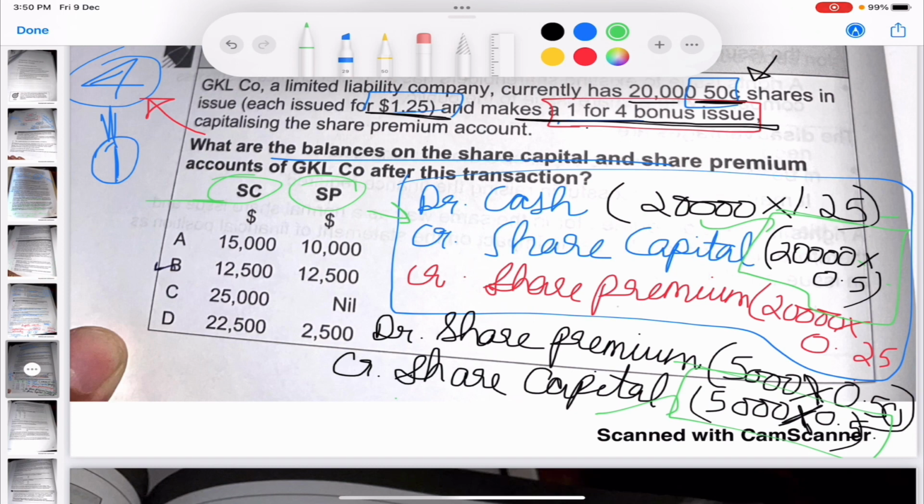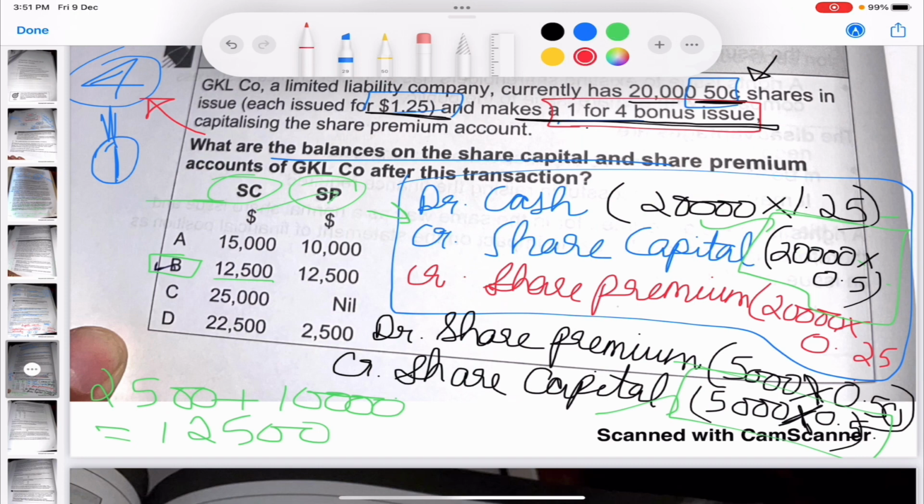So I hope you have a calculator. 20,000 multiplied by 0.50 plus 5,000 multiplied by 0.50. So when you add that, it is going to be basically 10,000 plus 2,500. That would be 12,500 is my share capital. 12,500. So this is my answer. Now we know that B is my answer because 12,500 is not in any other option. But we have to still see. Let's solve the premium also.